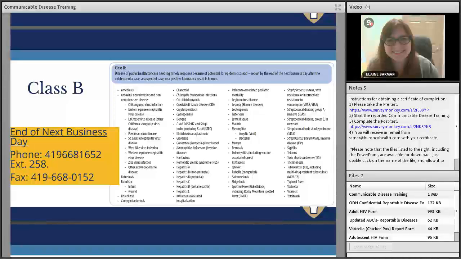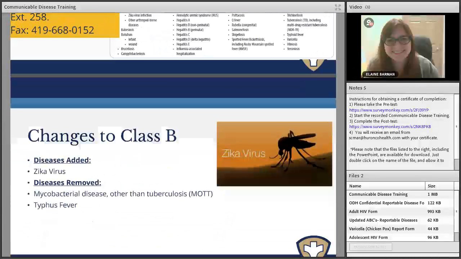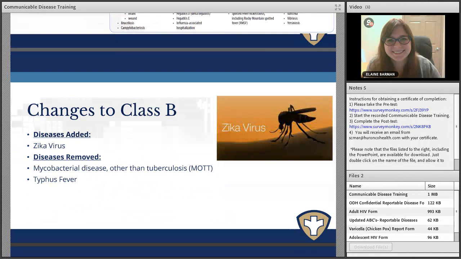You cannot mail anything because it is not going to get here by the end of the next business day. So mailing is not an option. We need to either phone, fax, or electronically report. So those are our options. So again, we cannot mail any longer.